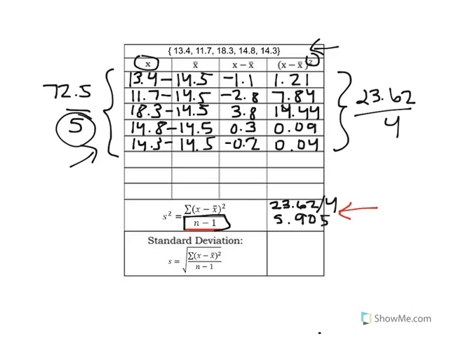So I'm going to go ahead and keep that. And then we still square root it, just like we normally would. So when I take the square root of 5.905, I end up getting 2.43. And that's my sample standard deviation.